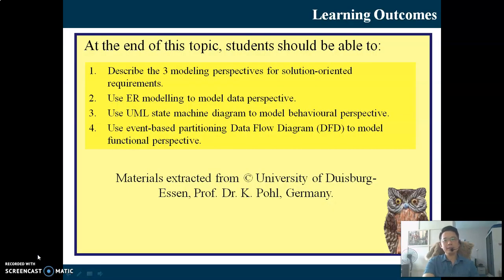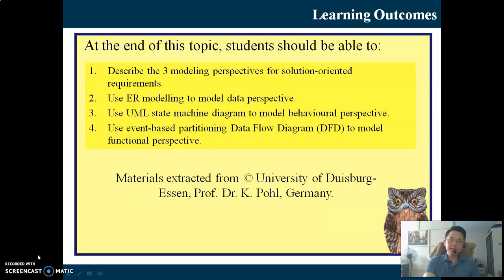At the end of this topic, you should be able to describe the three modeling perspectives for solution-oriented requirements. These three perspectives are, number 1, data perspective, in which you will use entity relationship modeling. Number 2, from behavioral perspective, in which you will use UML state machine diagram. And finally, from functional perspective, in which you will be using event-based partitioning data flow diagram.